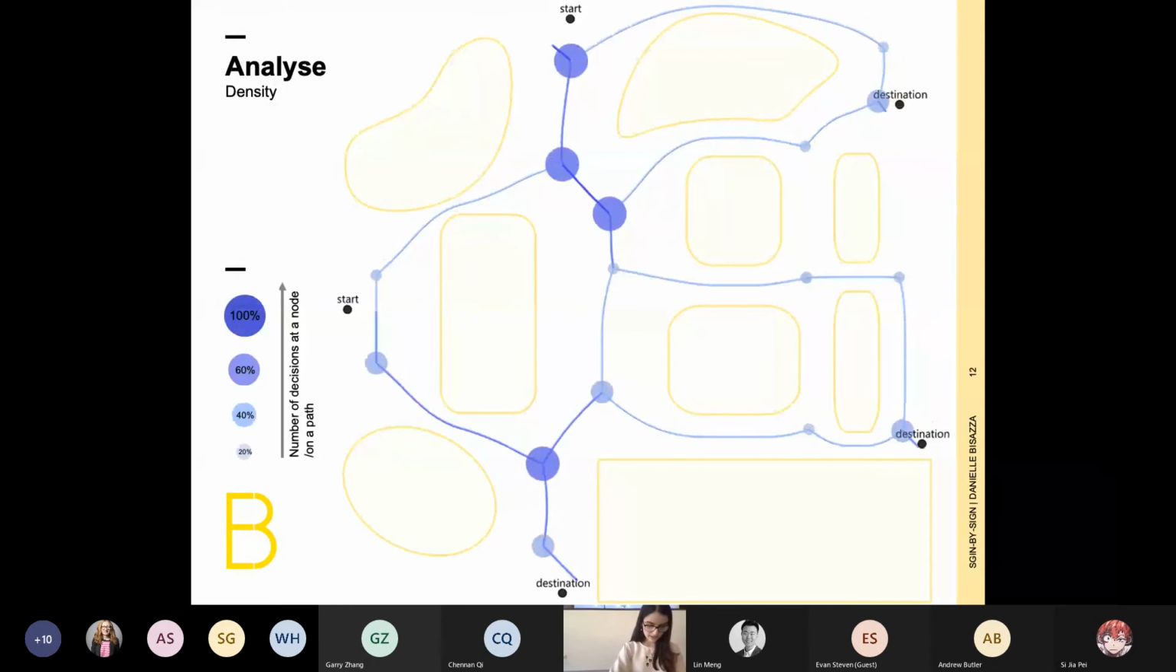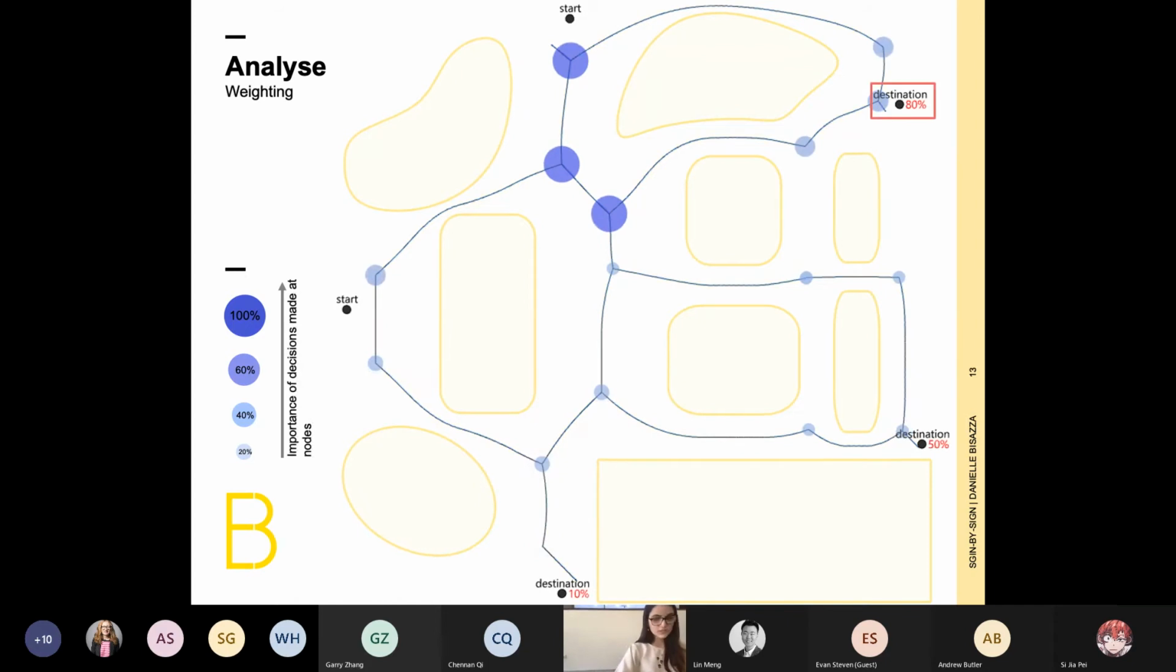Once the initial system was set up, several analyses were run in order to determine the necessity of the sign or whether additional signage would need to be added. This involved calculating the number of decisions made at each node and the corresponding weighting, which dictates the importance of decisions at that point. Which, as you can see, if I change the usage of the destination at the top from 80% to 30%, the surrounding nodes are greatly affected.